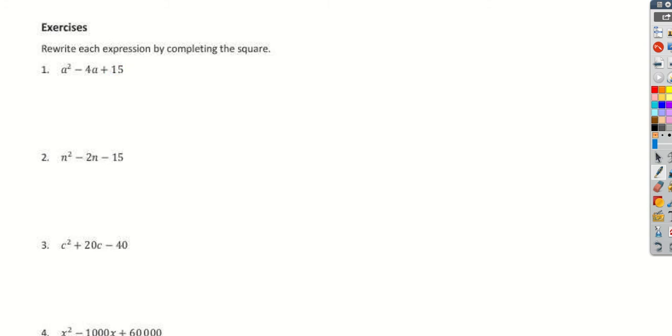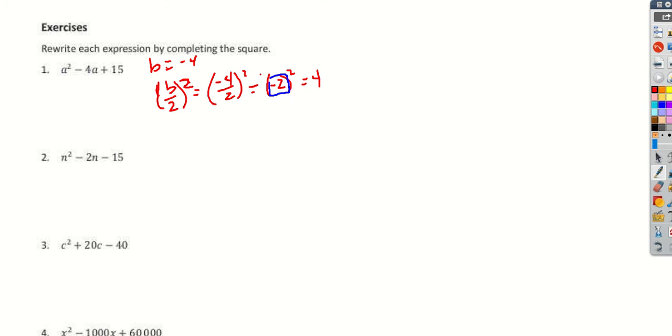So if it's a squared minus 4a, I want to complete the square here. So the b term is negative 4. So if I do b over 2 squared, that equals negative 4 over 2 squared. That's negative 2 squared, which is 4. Okay? I want to see this because this is what's going to go in my parentheses. This is what's going to be my factored form.